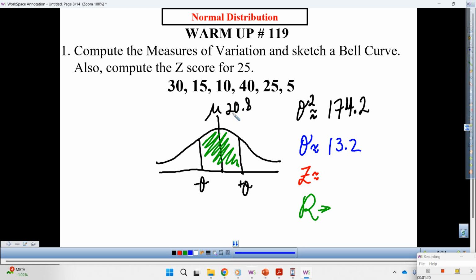13.2. All right, so that takes us to 34 on the up end. And on the other, we have 7.6. So that means our norm is from 7.6 to 34. We good? All right. Z-score.